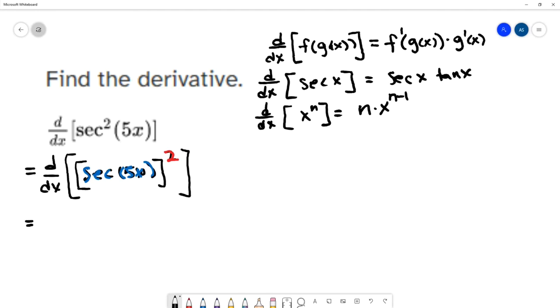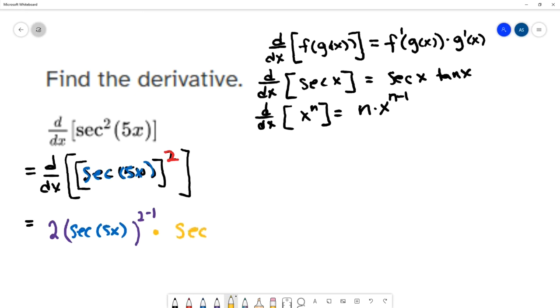So when we're calculating this derivative, we start by using the power rule to calculate the derivative on that outside function. So we bring the power down and take 1 away from the power. We leave the inside alone, and we chain by multiplying by the derivative of the inside.